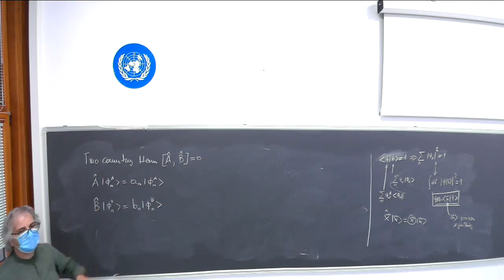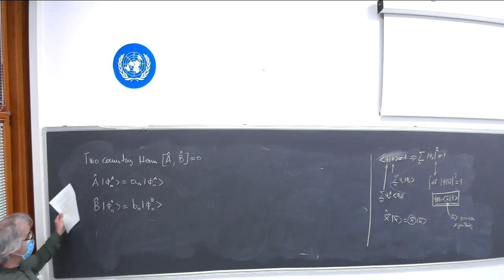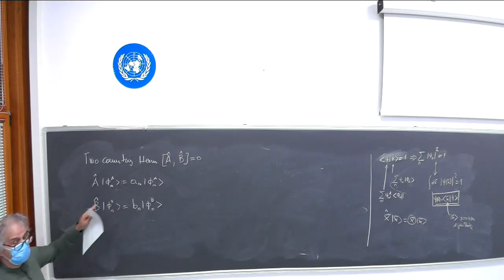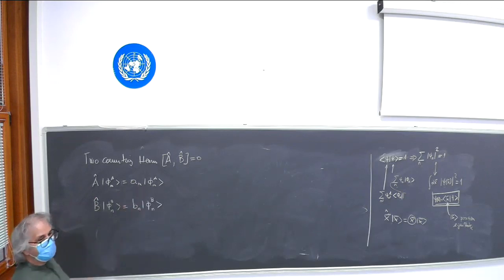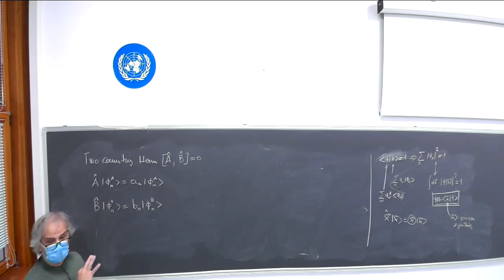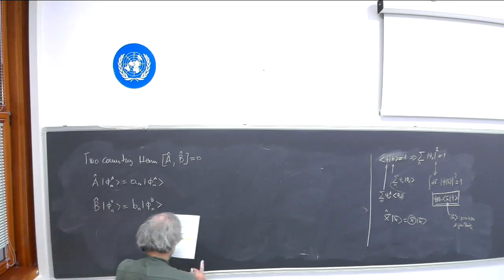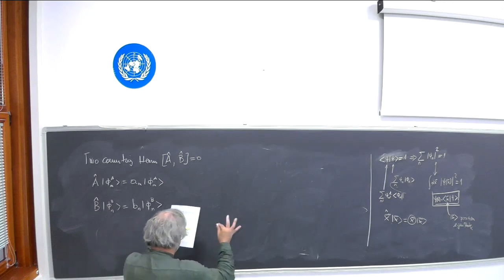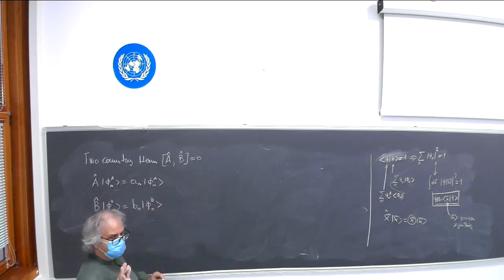And collectively, they form what is called the spectrum of the eigenvalues of A and the eigenvalues of B. Now the theorem says that if the two operators commute, then I can find a basis of eigenvectors which is common to both. So I make them both happy with a single basis, not with two separate ones. A single one, appropriately constructed, is enough to make both happy.